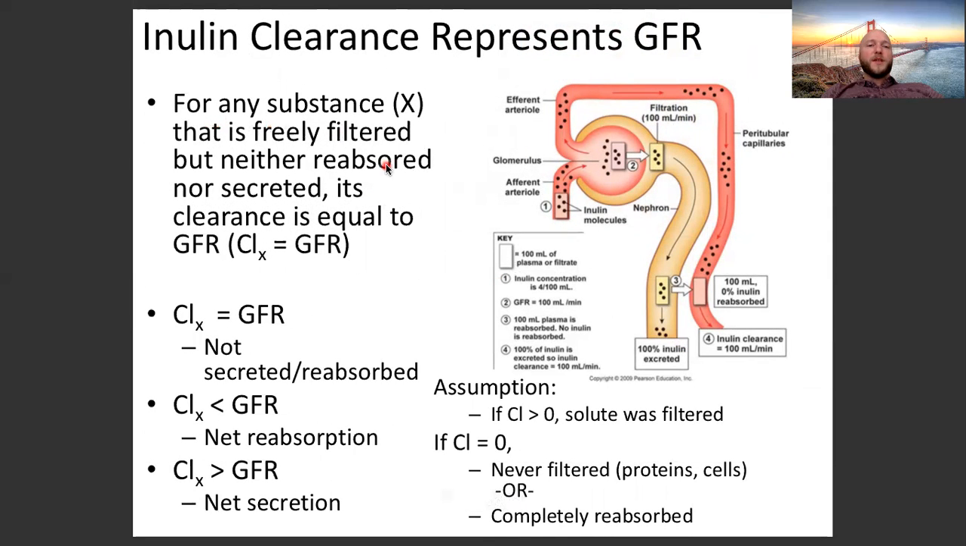So for any substance X that is freely filtered, but neither reabsorbed nor secreted, its clearance is equal to GFR. With inulin, it's filtered, but then no reabsorption, no secretion. So if we can calculate the clearance, we can calculate the GFR of that patient. GFR is very important. There are many disease states where GFR is not normal, and you can use inulin to calculate that. So clearance is equal to GFR if it's not secreted or reabsorbed.